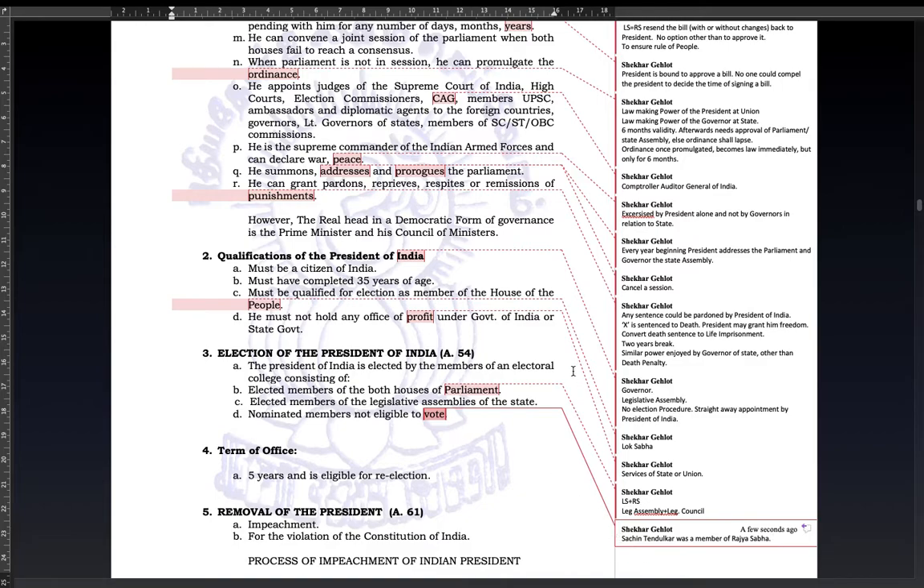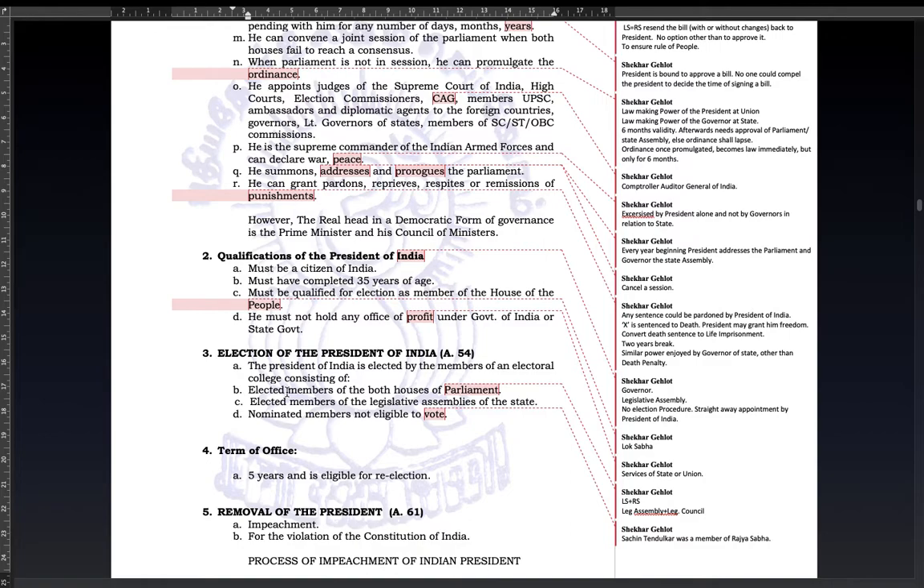He was not a part of the electoral college. Therefore he could not vote. Why could he not vote? Because he was a nominated member. And nominated members are not eligible to vote because these members are not elected. The other members are elected by the people of India directly. These members are not elected by the people of India. They are nominated by the president only.